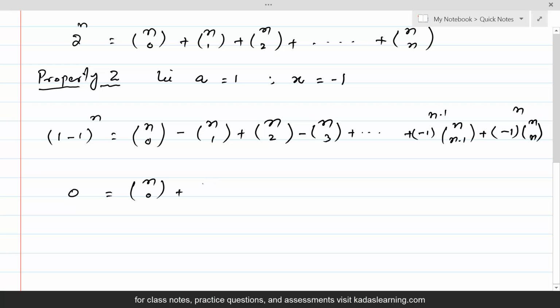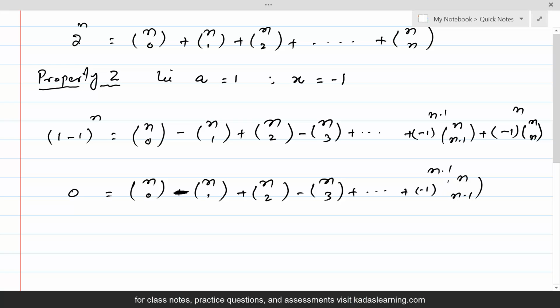nC0 minus nC1 plus nC2 minus nC3 plus so on, plus (-1)^(n-1) nC(n-1), plus (-1)^n nCn. And now, depending upon whether n is even, the last term would be positive and the term before that would be negative.